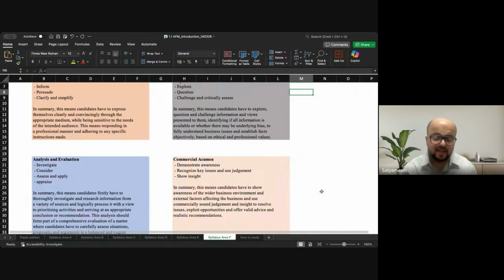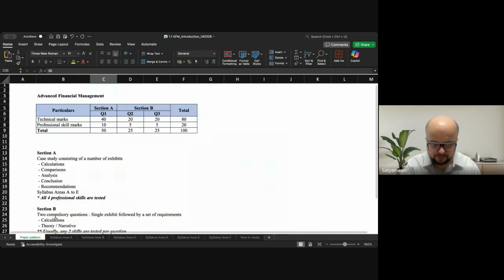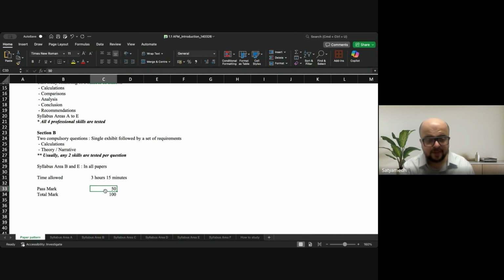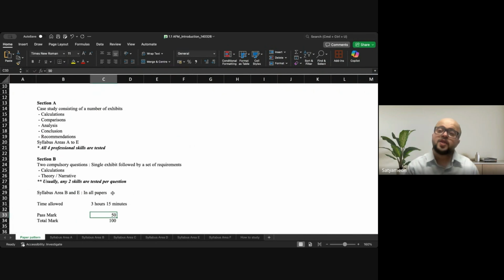Now, what do all of these skills entail? How do you score marks relating to these skills? That is something which we'll come to maybe after a month, not right away. The time allowed is 3 hours 15 minutes. The total marks are 100, and if you need to clear, you need to get a score of 50. Question 1 in section A tests all the 4 skills. Section B question usually tests 2 skills, any 2 skills, not communication. Communication is tested only in section A and not in section B. Analysis and evaluation is tested in all the 3 questions.